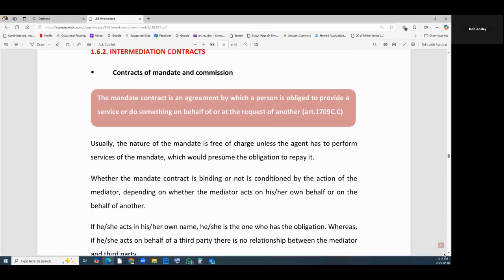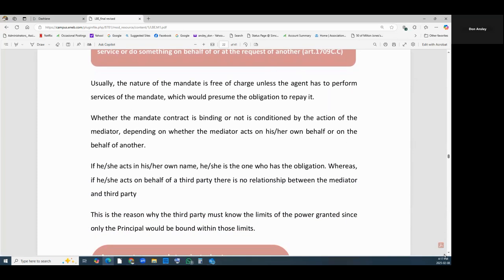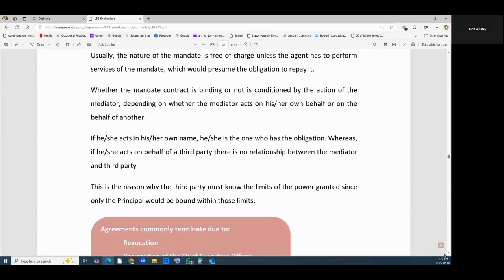And usually the nature of the mandate is free of charge unless the agent has to perform services of the mandate, which would presume the obligation to repay it. And whether the mandate contract is binding or not is considered conditioned by the action of the mediator, depending on whether the mediator acts on his own behalf or on the behalf of another.